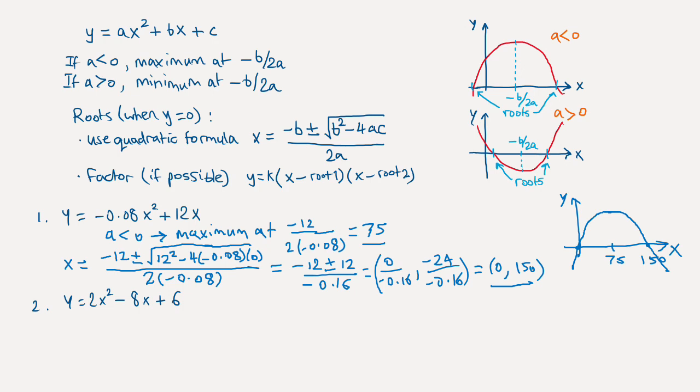Okay, let's look at the other example. In this case, we've got y equals 2x squared minus 8x plus 6. So a is positive, which means we're going to have a minimum for this example. Our formula for the minimum is minus b over 2a. So minus b in this case is minus 8, and 2a is 2. Wait, 2a is 4, so we're going to have 8 over 4, so we're going to have 2 as the minimum.